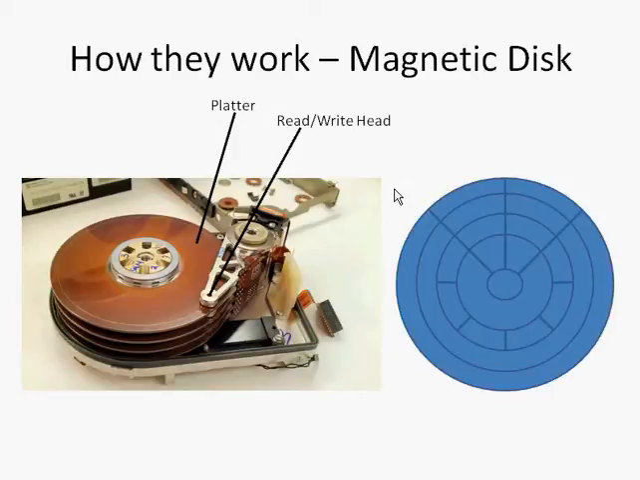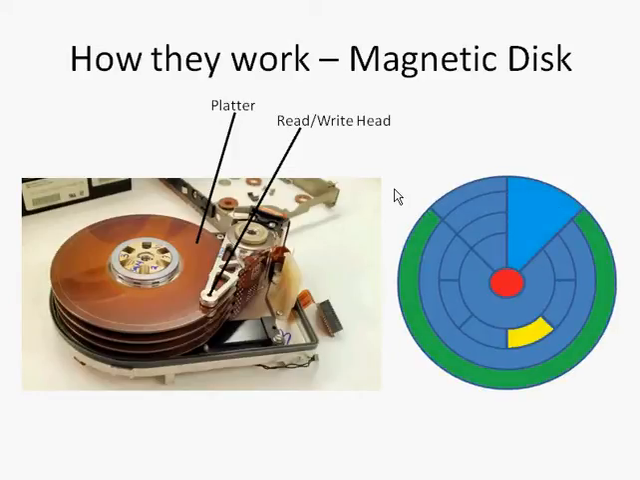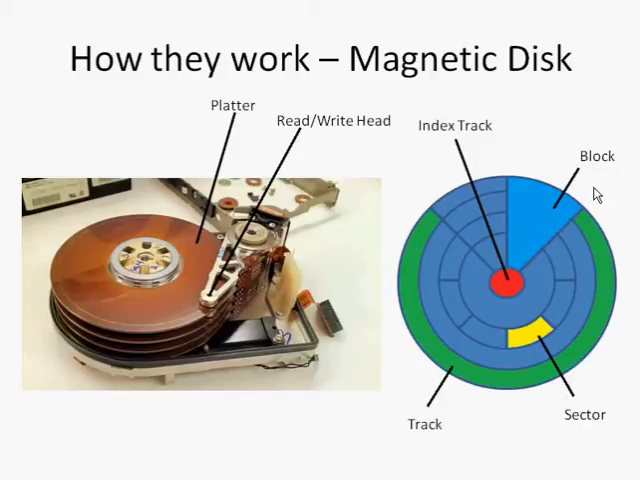Each platter might look a bit like this and be divided up a bit like this. So each sort of layer, a bit like an onion layer, would be called a track, and then each wedge would be called a block, and then the cross section of those two, where a track meets a block, would be called a sector. And we might have the center of the disk known as the index track.